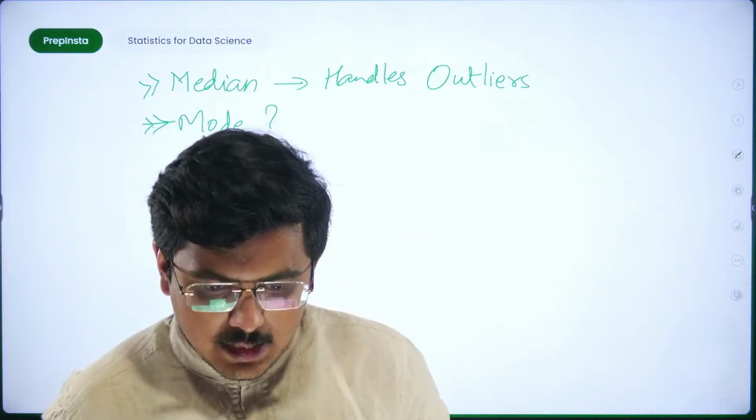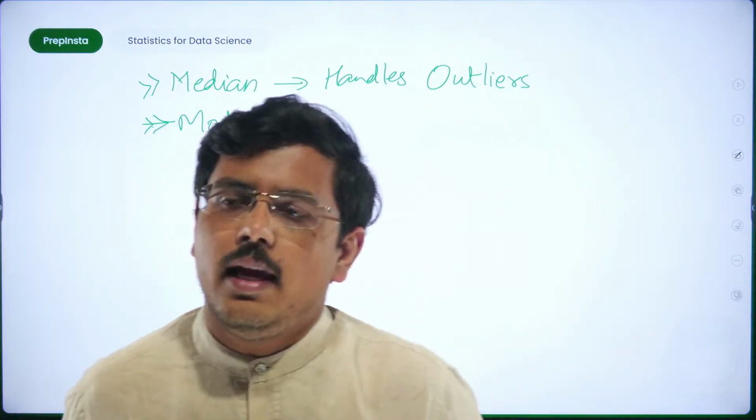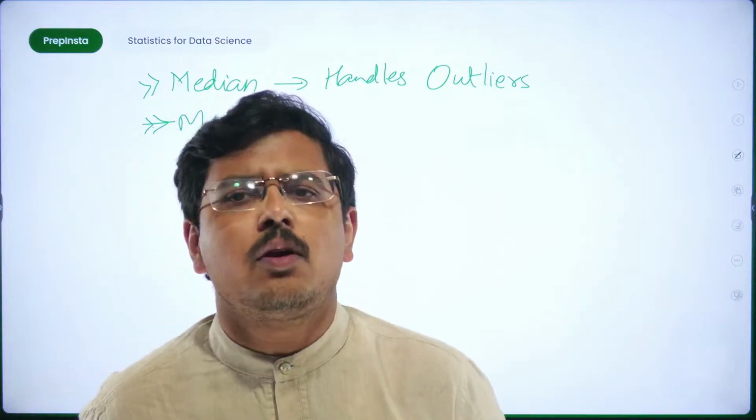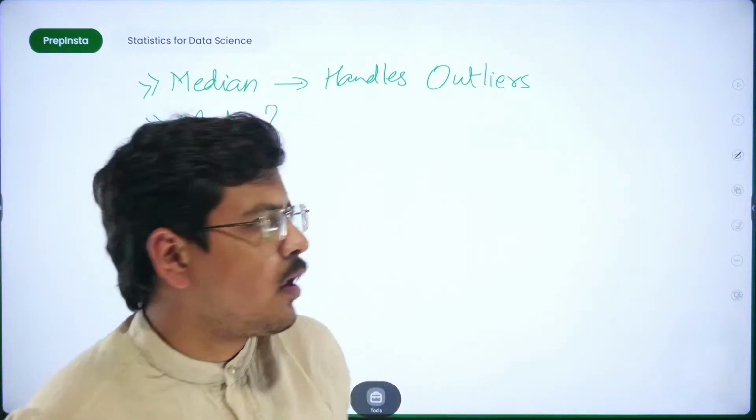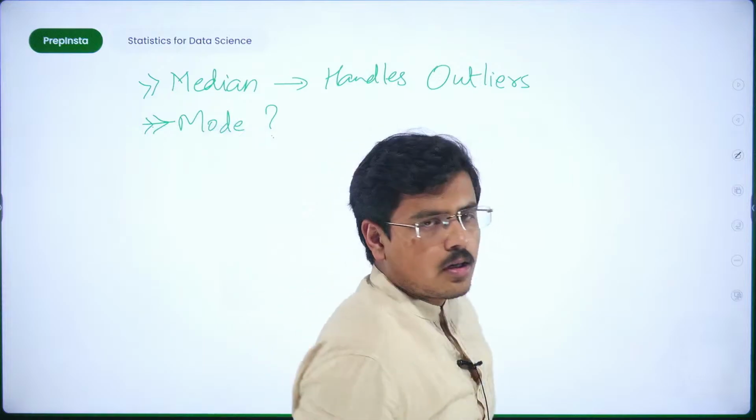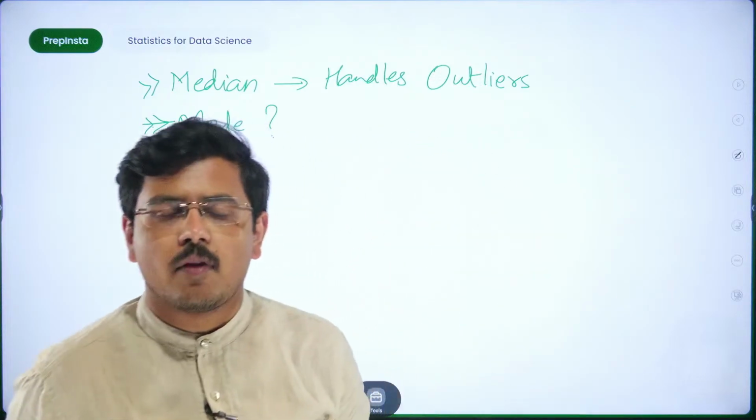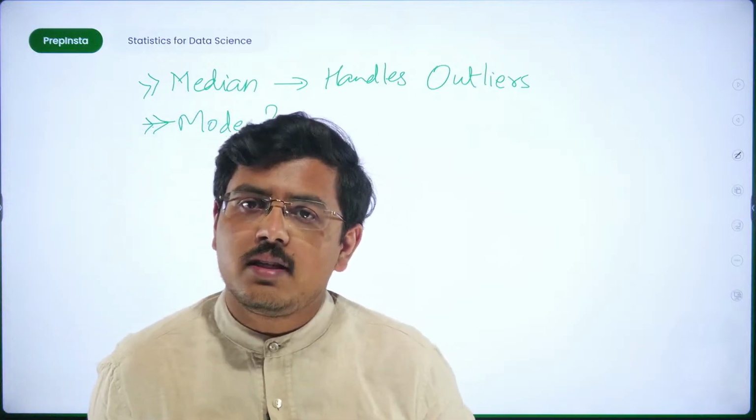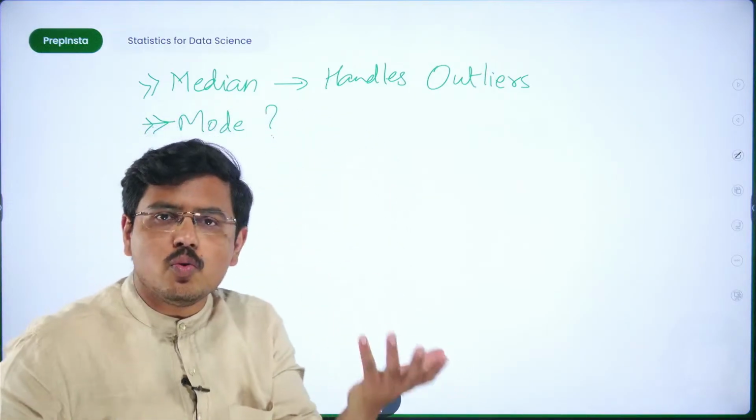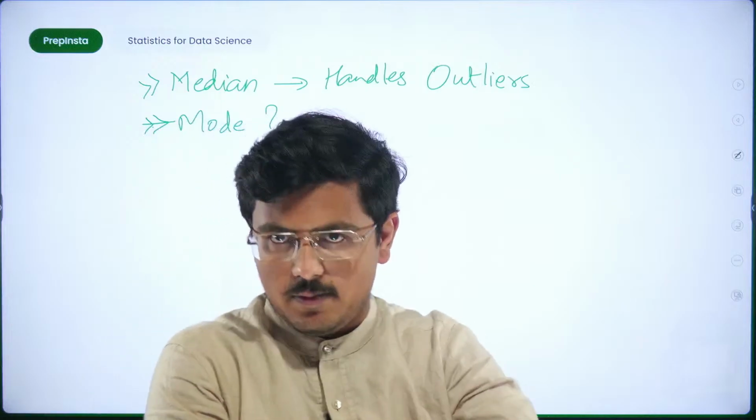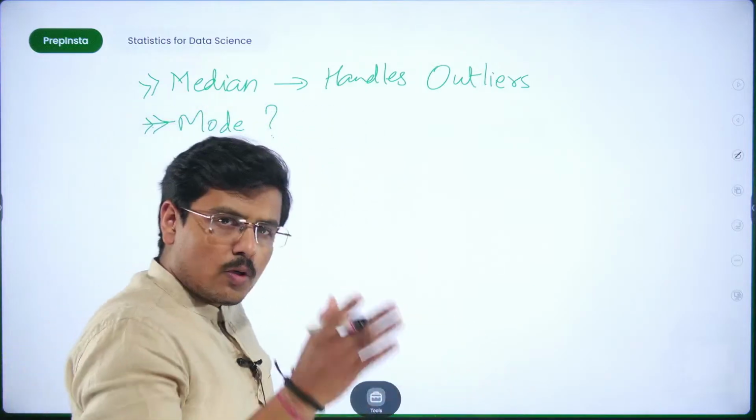We agree that high frequency elements that are occurring are generally given by mode, right? The element with the highest frequency is the mode. But the frequency that is given by mode is of what use? Where do we use it? Take a data set.